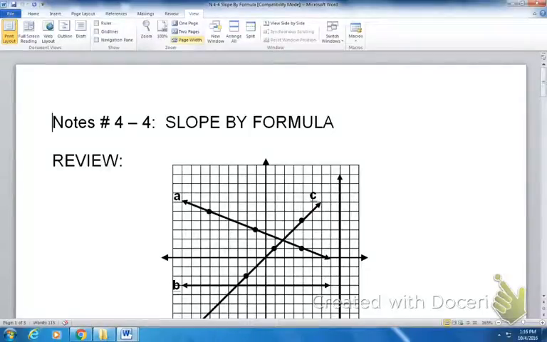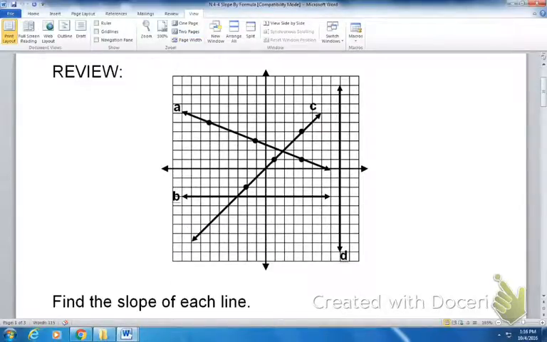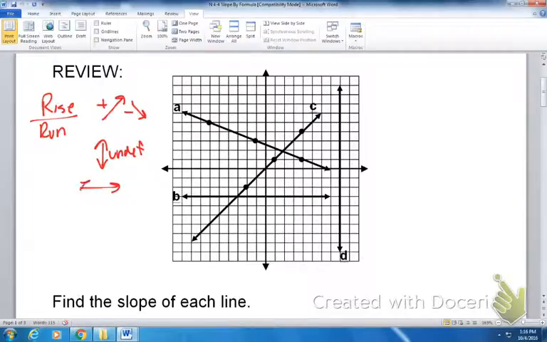All right, so the last section of chapter 4 is slope by formula. To start this off, guys, we're going to find slope like we did the other day. Remember, if we have slope on graphs like this, all we have to do is count the rise over the run. Other things you might want to remember: up and to the right is a positive slope, down and to the right is a negative. A vertical line is undefined, and a horizontal line is 0.